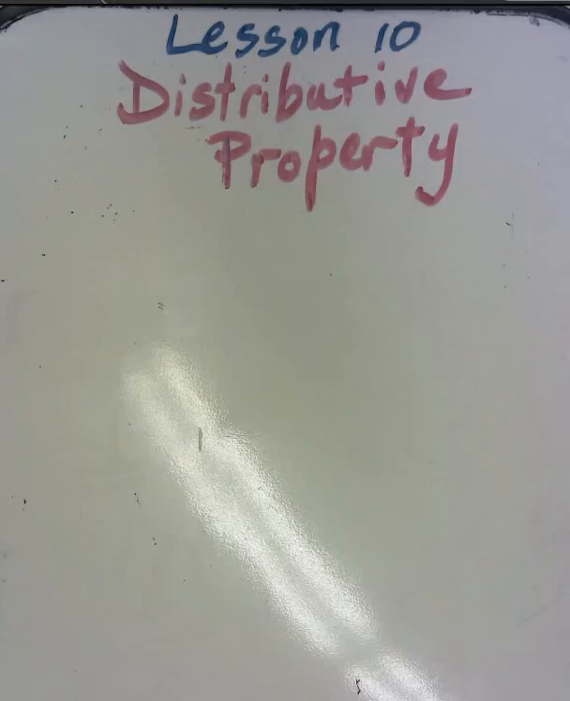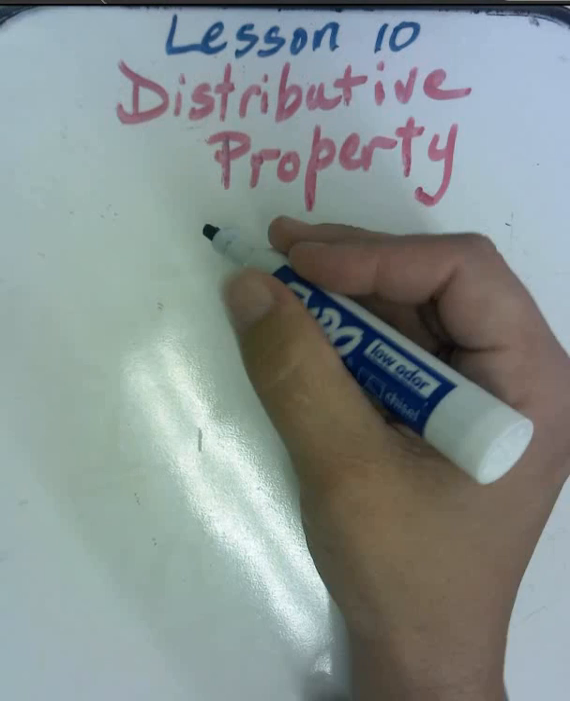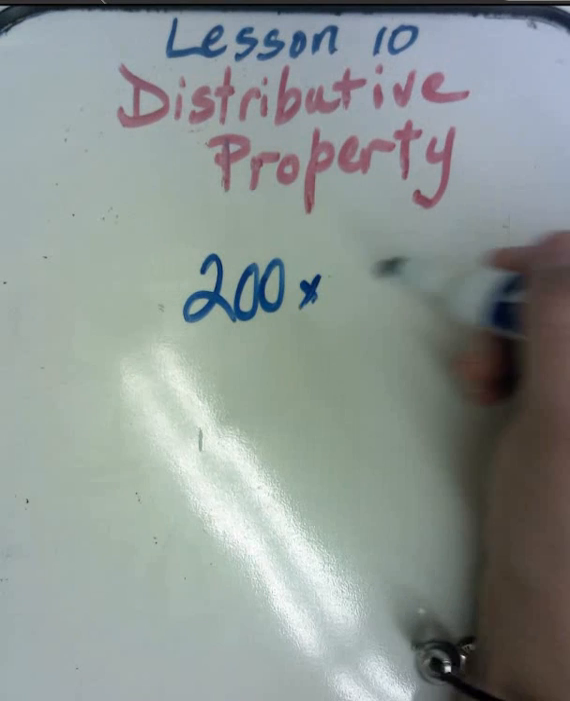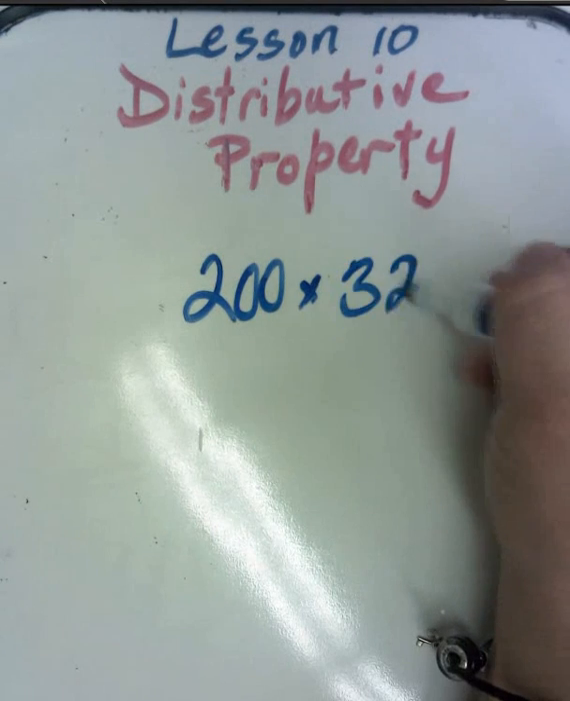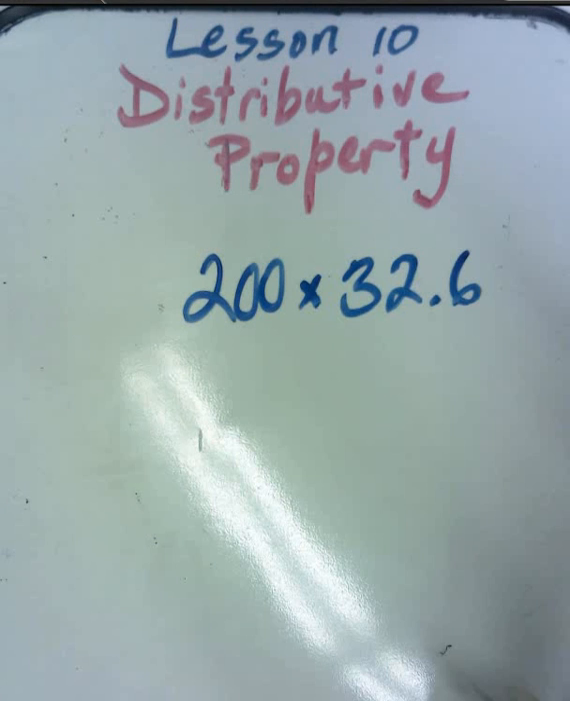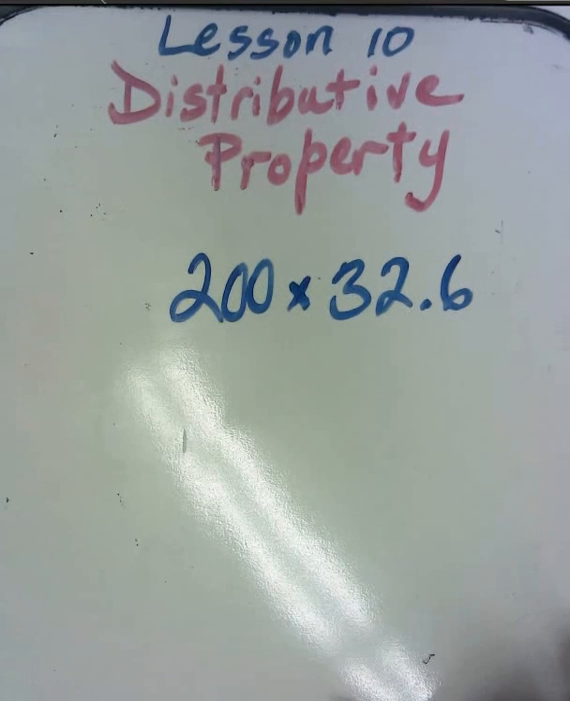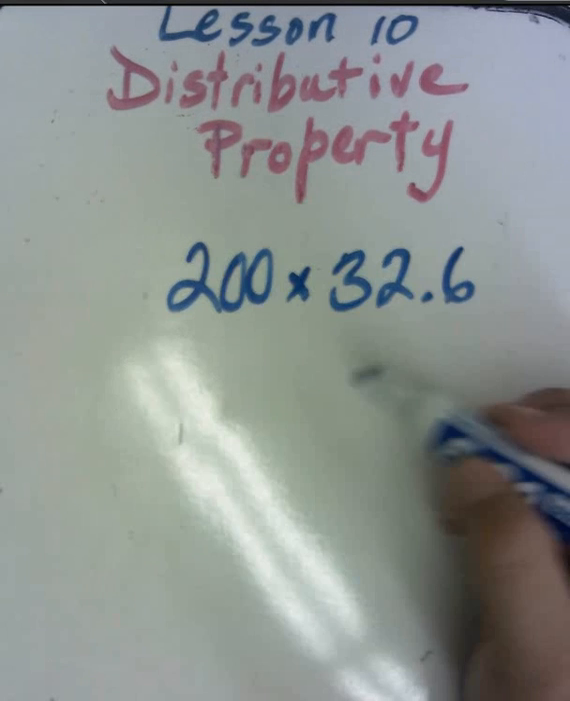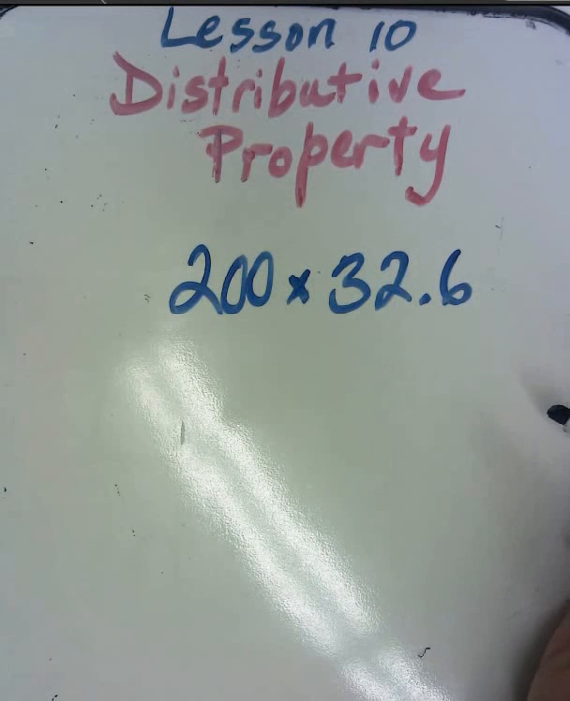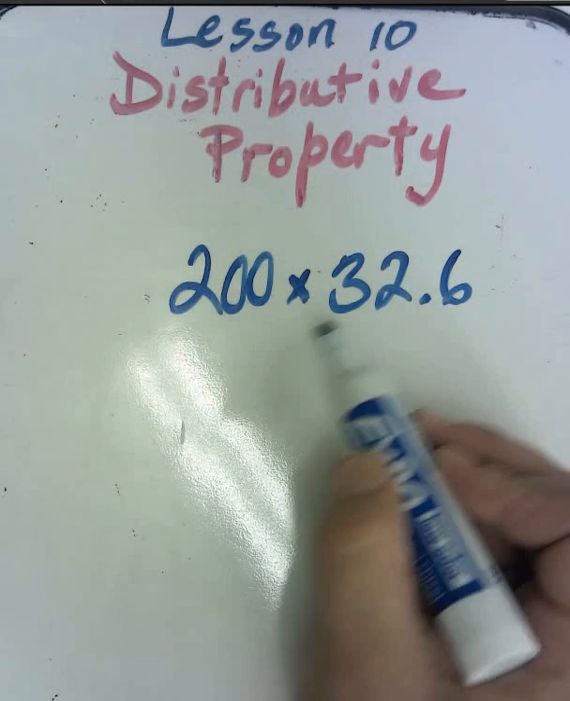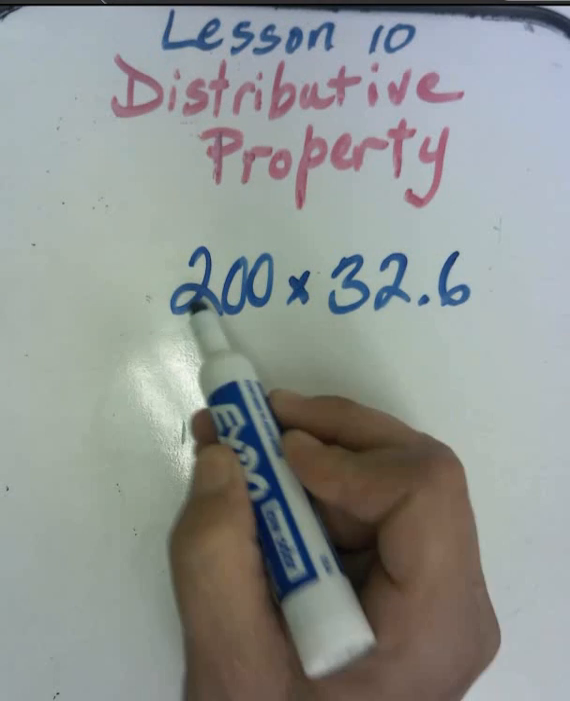Okay, so we're going to take a look right now at 200 times 32 and 6/10. Now we can solve this using the traditional algorithm, or some of us call it the dinosaur way, the old-fashioned way of doing it. But I want to take a look at what it looks like when you distribute these products, when you find partial products, okay? So here's what we're going to look at.